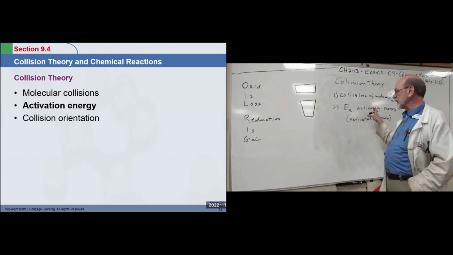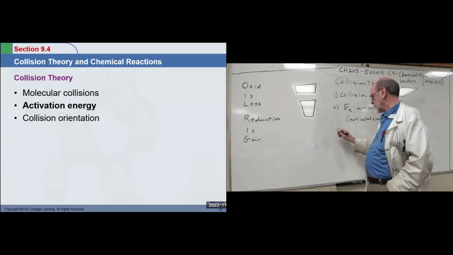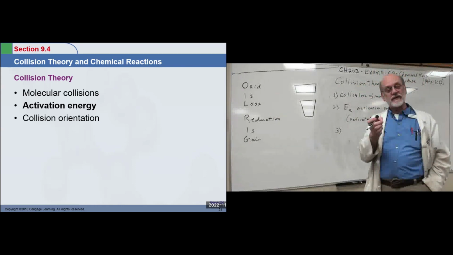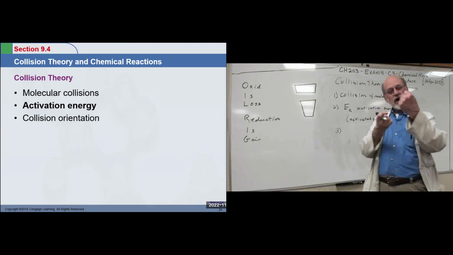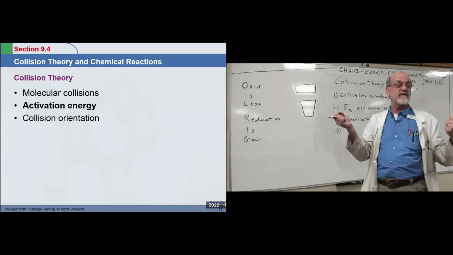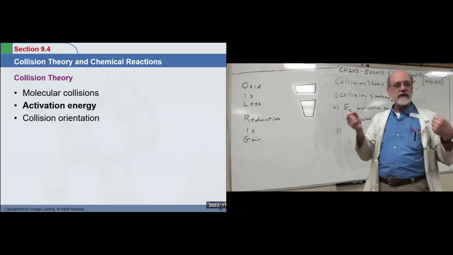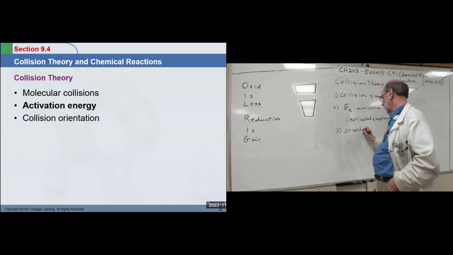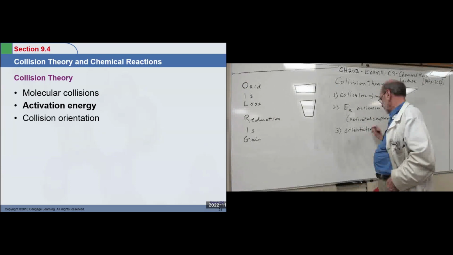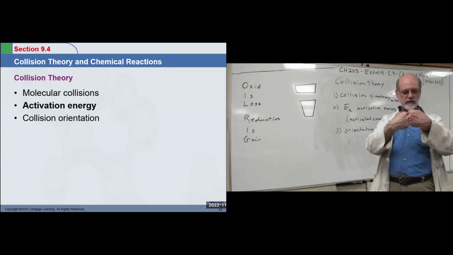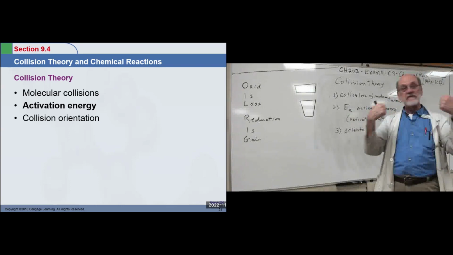But that's not the only condition. If the bonds that are to be broken and later formed are not on the same sides of the molecules that are colliding, then nothing happens, even if they have enough energy. So the orientation has to be correct. They have to collide. If they collide this way with enough energy, but the reaction sites are on the opposite sides, nothing happens.